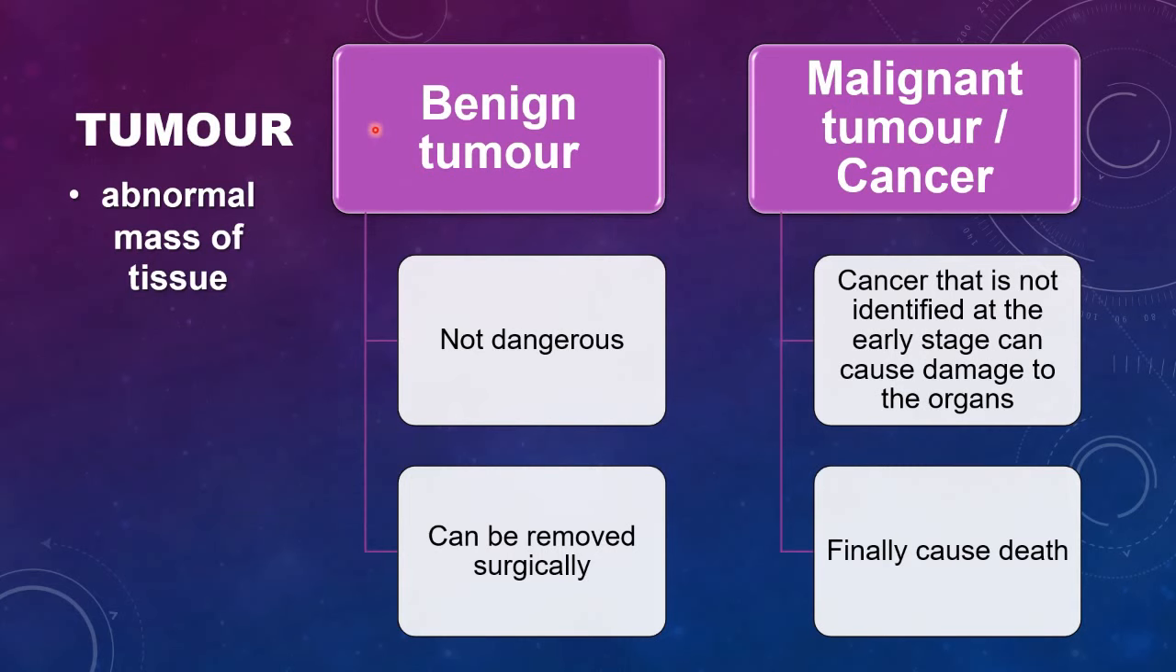A benign tumor is not dangerous and can be removed surgically. A malignant tumor is also known as cancer. Cancer that is not identified at the early stage can cause damage to the organs and finally cause death.